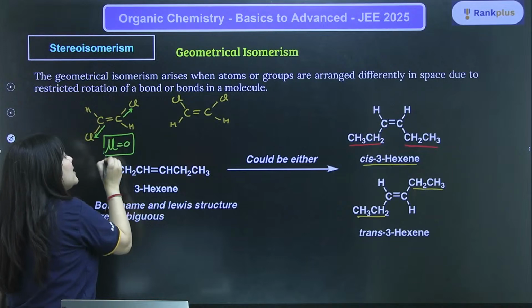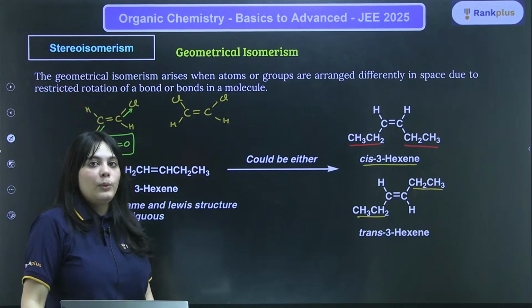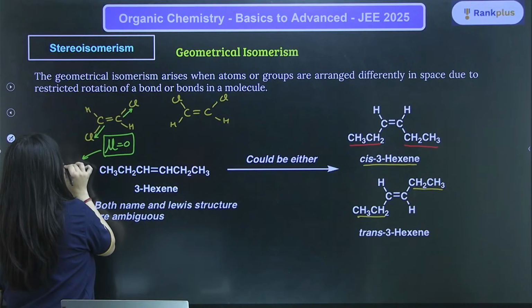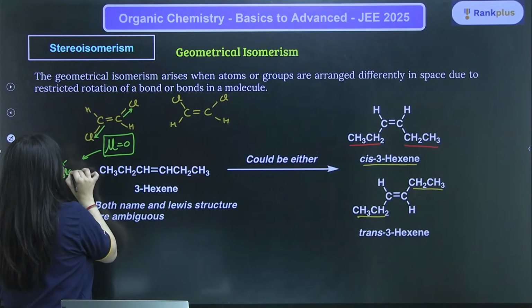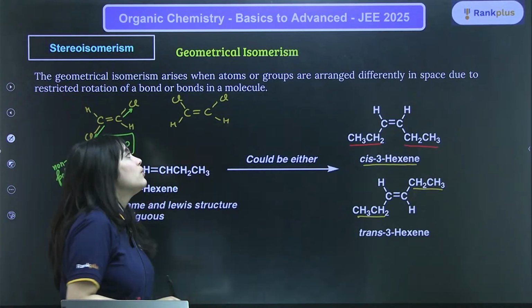So what happens in maximum trans molecules? There is no dipole moment, which means these are actually non-polar molecules, right? No dipole moment means what? These are non-polar molecules. But if you look at cis molecules, what is happening?